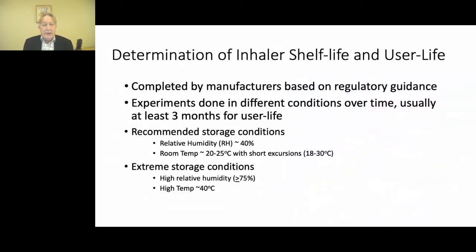So how are inhaler shelf life and user life determined? They're essentially experiments completed by manufacturers based on regulatory guidance. These experiments are done in different conditions over time. Usually, the user life is studied for at least 3 months. These experiments are done under recommended conditions, such as room temperature and typically relative humidity around 40%. There are experiments also done in extreme storage conditions, high humidity as well as high temperatures, typically humidity somewhere around 75% or greater.